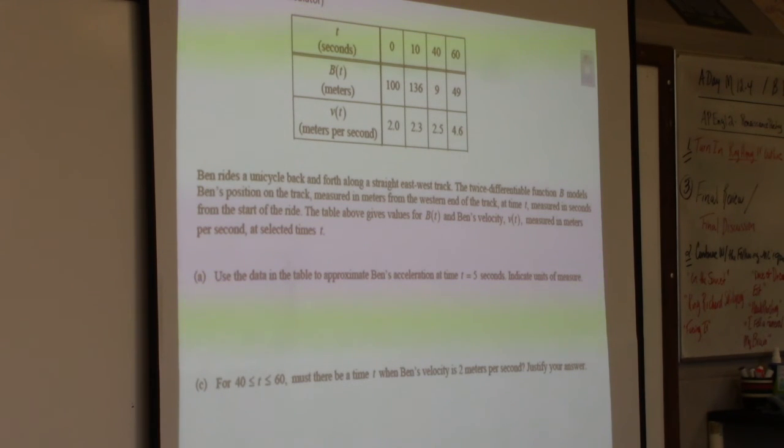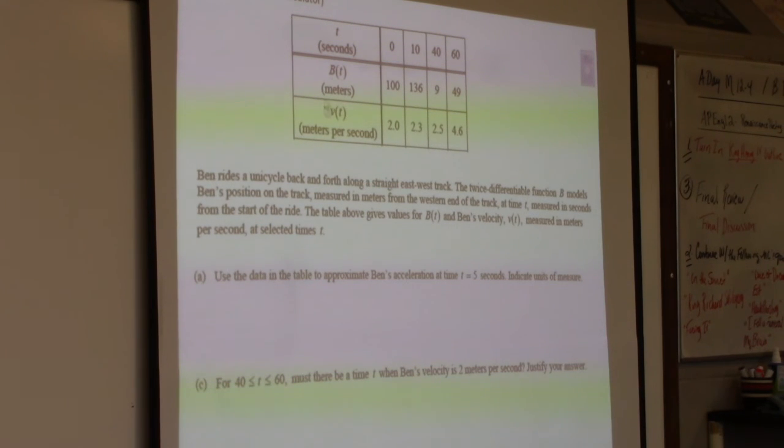Use the data in the table to approximate Ben's acceleration at time t equals 5 seconds. Indicate units of measure. Now, if we're approximating acceleration, what is acceleration? It's meters per second per second. More specifically, what is it the rate of change of? Change in velocity over time. The rate of change of velocity over time.